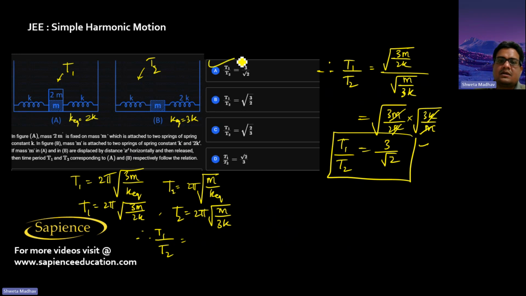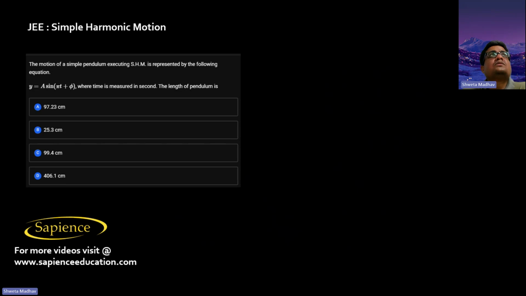Option A is the correct answer. Here it is told the motion of a simple pendulum executing SHM is represented by the following equation: y is equal to A sine(pi t plus phi). If time is measured in seconds, then the length of the pendulum is?